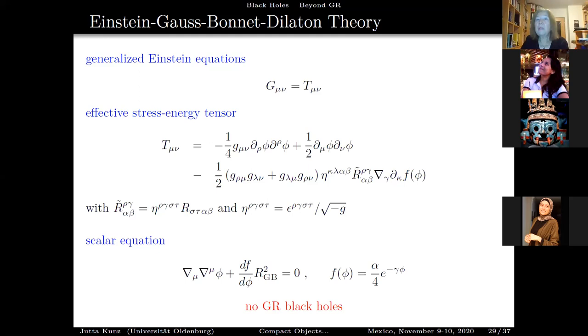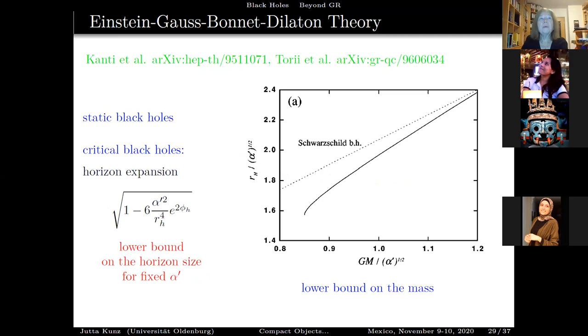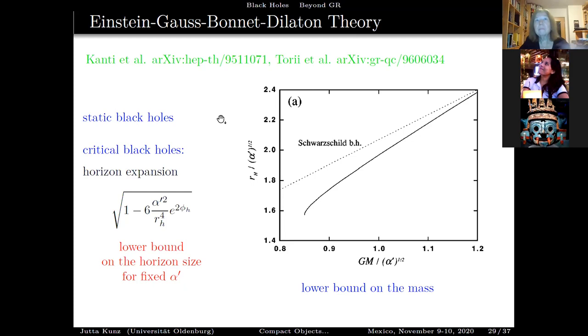We do have scalarization, we do have a scalar field, but our ordinary Kerr and Schwarzschild black holes are not solutions of the equations of motion. So let's look at these solutions. The static solutions in particular have been obtained long ago because they were very interesting for the motivation from string theory. Here what we see is the horizon radius scaled by the coupling constant alpha, and here we have the mass scaled by the coupling constant alpha. For comparison, you see the dotted Schwarzschild black hole, and you see the solid hairy black hole.